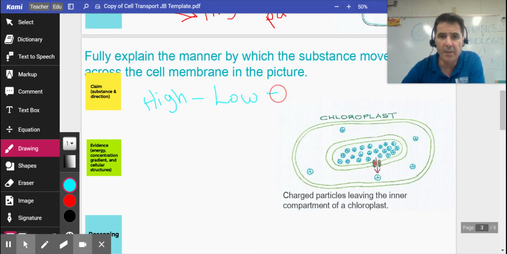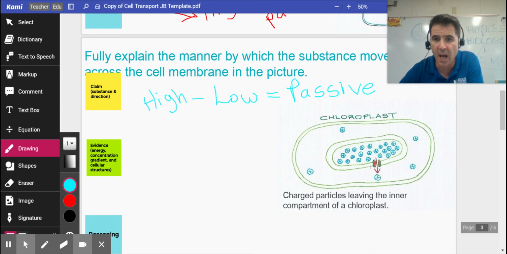And so every time it's high to low, it equals passive transport. This one, though, is not going through the membrane. This one is an ion traveling through a membrane protein. And so this is called a channel protein. A channel protein is simply an open door, and the open door allows things to go in and out more rapidly than they would if they were to go directly through the cell membrane.